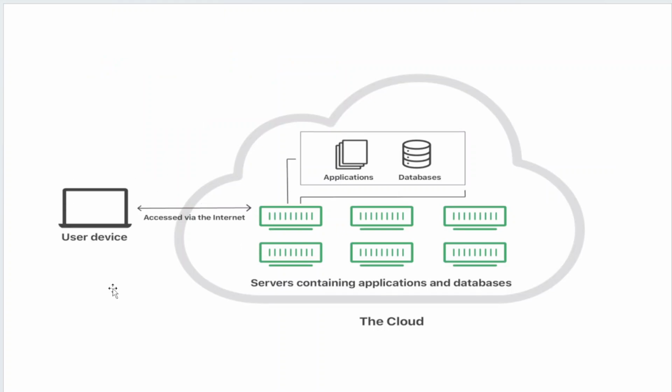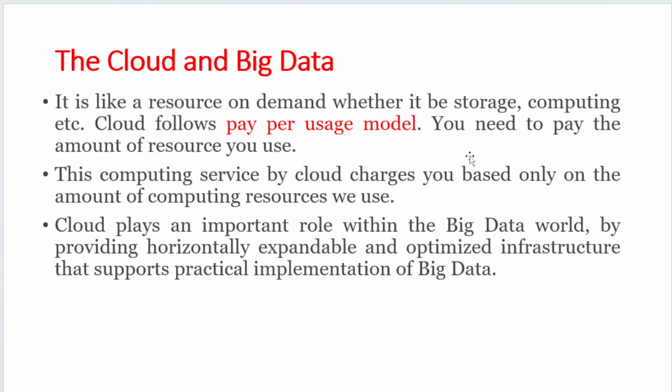So here, if you see, this is the user device. This is my entire cloud. I have a lot of servers, which consist of applications and databases. If the user wants to access from this cloud, they can access the relevant data that they want from these databases. So that's how the user can access all these computing resources.